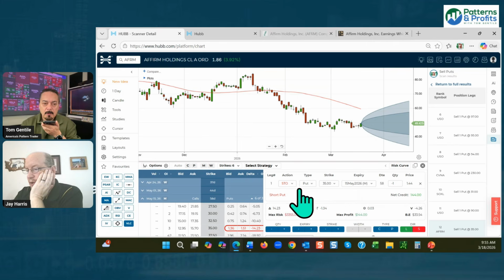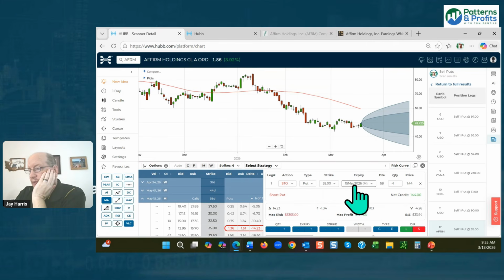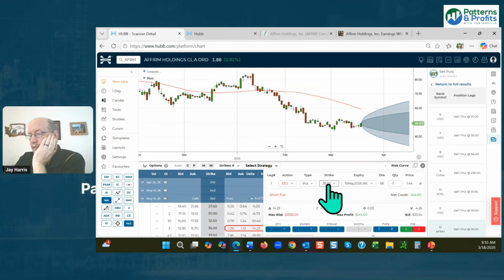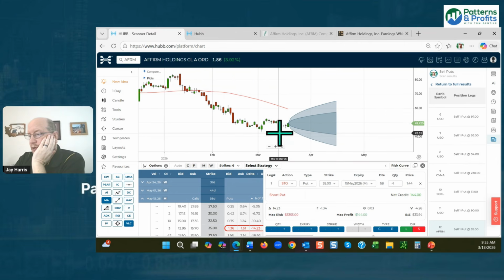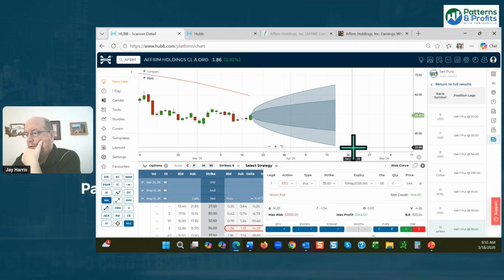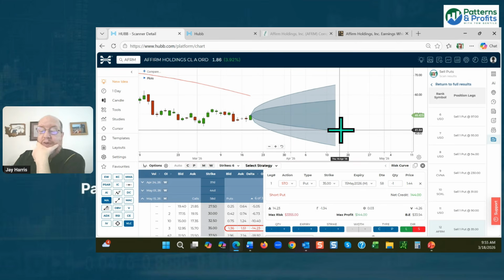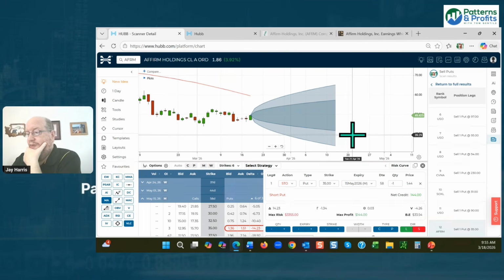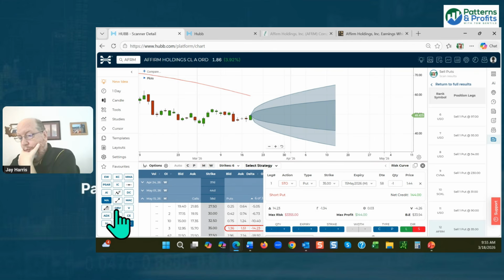It's the selling to open the May 15th $35 put for $1.44. Just bring it on over. And there you go. So if we're going to look at the probability of profit, there's a 91% chance that this thing stays in these cones. The 35 is right here.